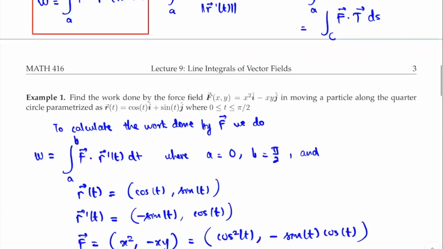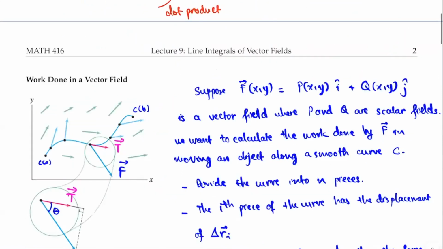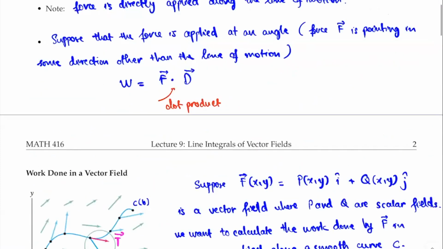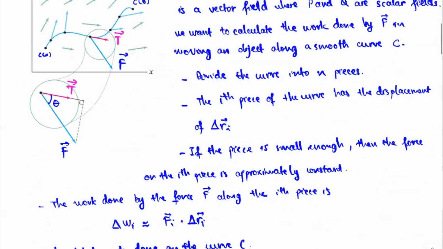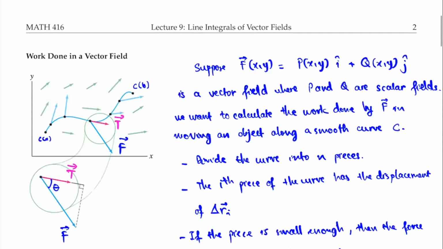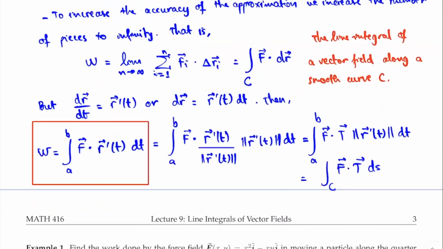So last time we continued with line integrals of vector fields. We derived a formula to calculate the line integral of a vector field. That is the short way to say that you want to calculate the work done in moving an object from one point to another point inside a vector field, along a path inside a vector field. So we get the formula right here.